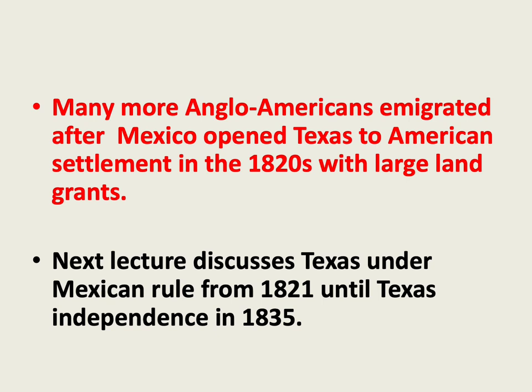And what we'll see is now Mexico controls Texas, and we'll find in the next lecture, over the next 10 or 15 years in the course, many, many more Anglo-Americans come to Texas after Mexico opens Texas to American settlement, and with huge land grants. So people like Moses Austin will come here, because the Mexican government says, we want a population in Texas that's not Indian, because Mexico was very worried about the Comanches and other Indians. Remember, the Comanches controlled all of central Texas. They were afraid they were going to start moving south and attacking the rich silver mines in north central Mexico.